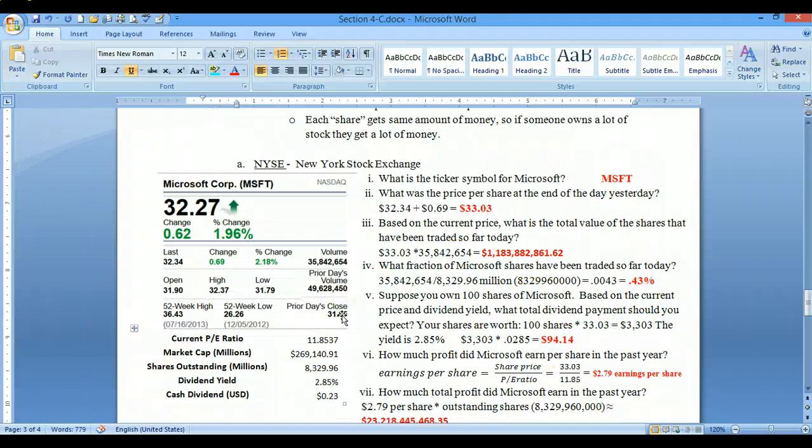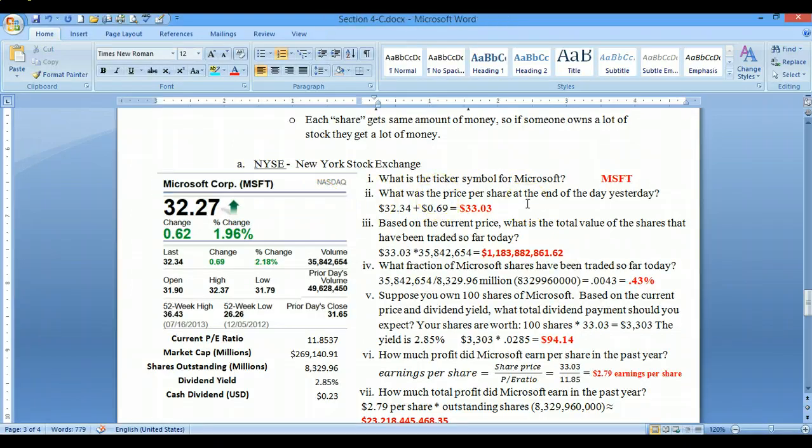Okay, let's go ahead with the Microsoft Corporation. What is the ticker symbol for Microsoft? Because they don't use the whole name when they show us what the company is. In this case, it is MSFT for Microsoft.